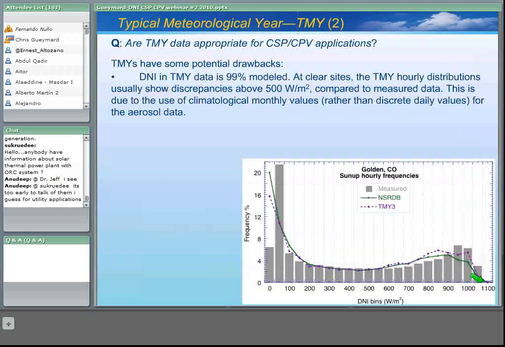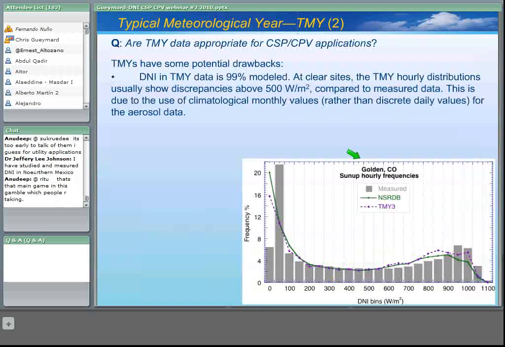And this here at very low DNI is not very important, but then the distribution goes well. The comparison is quite good between the measured values in gray, the NSRDB 30-year values in green, actually it's 15 years here, and the TMY3 values in purple. So you see good agreement in this part of the plot. But then above about 500 or 600 watts, you see some disagreement, and a reverse situation above 950 or so. So why is that?